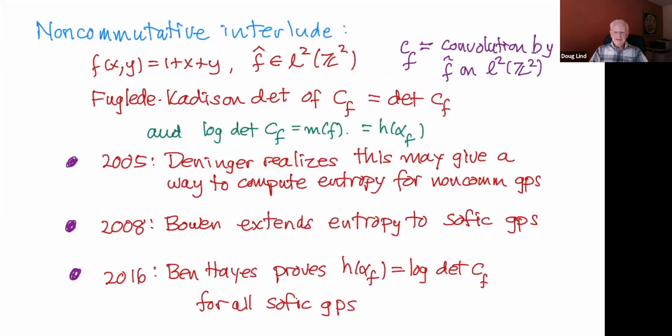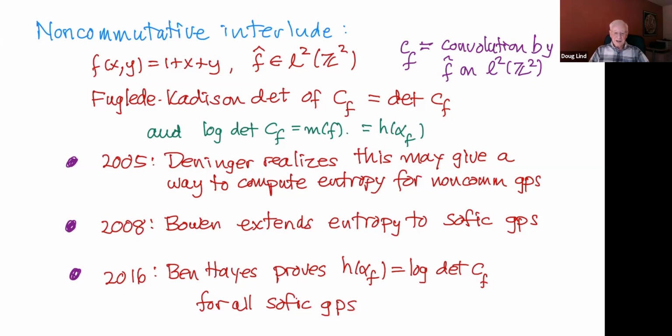So I'd like, before going on to decimations in Z squared, to make a little non-commutative interlude here, because this has really been pretty interesting developments. So this is to the side, but still, I think, pretty interesting. So let's look again at our polynomial f, which is 1 plus x plus y. And you can think of it as an element in little L2 of Z squared. It's just got 3 non-zero coordinates. And so you can use that to convolve by f hat, and you get an operator, convolution by f hat, on little L2 of Z squared.